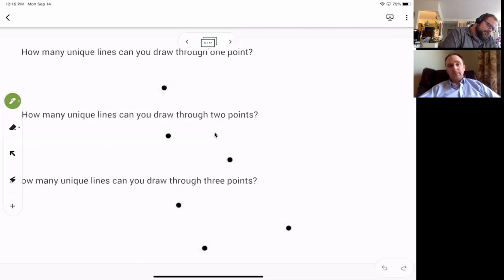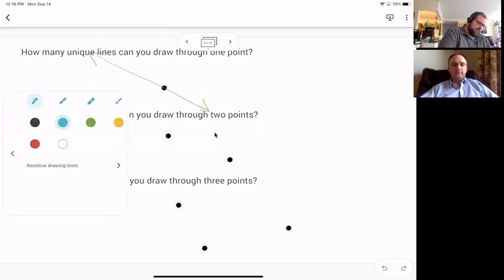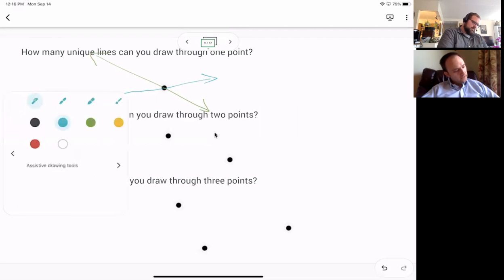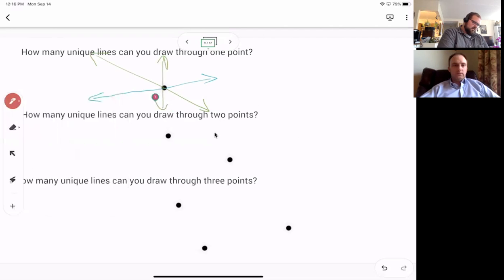And that's all there is on that page. Ooh, how many unique lines can you draw through one point? All right, I'm going to draw one. I bet you can't draw another one. Ooh, I didn't draw the arrows. That's a close one. I'm going to draw a different one in blue. Ooh, I think I can draw another one. I think I can draw another one too. Should we draw as many as we can? No, I'm just kidding. We can't. There are a lot of them.